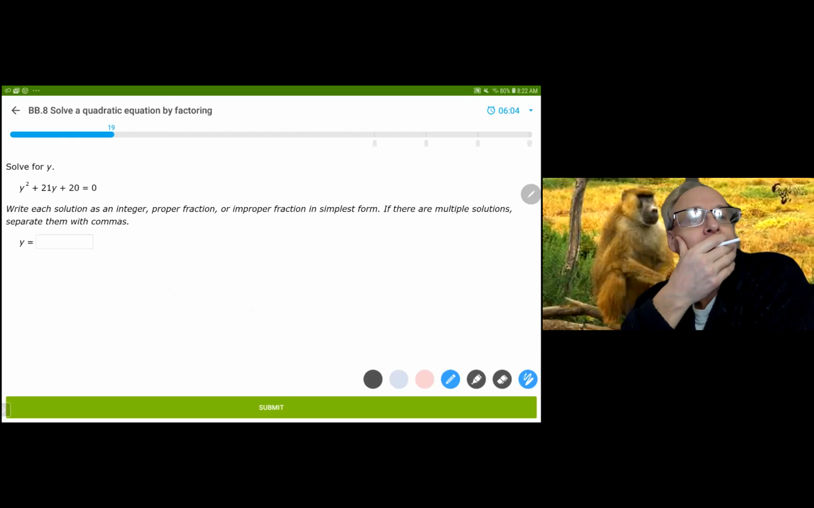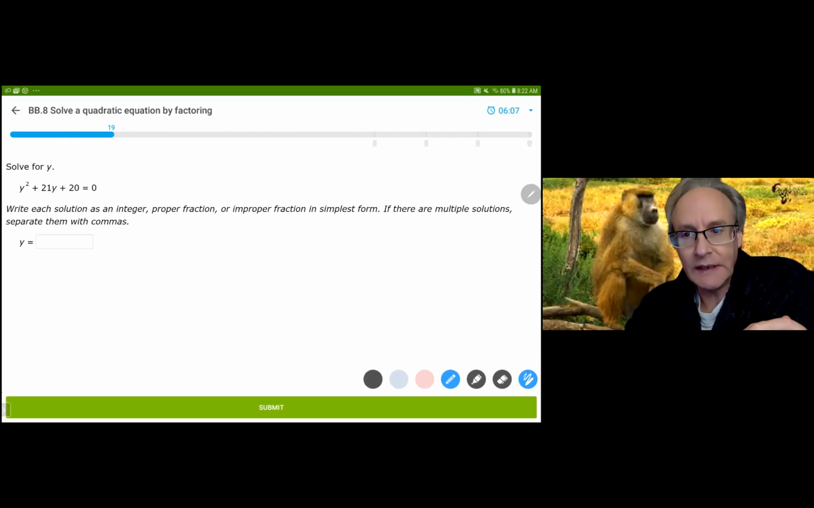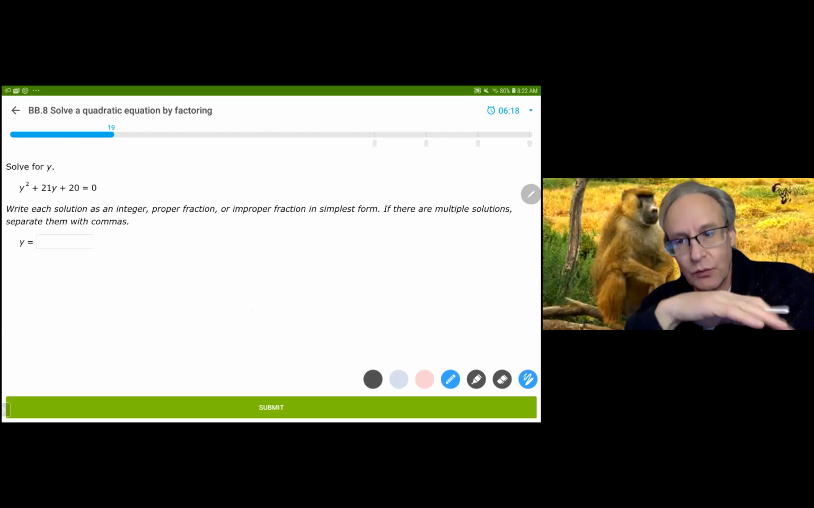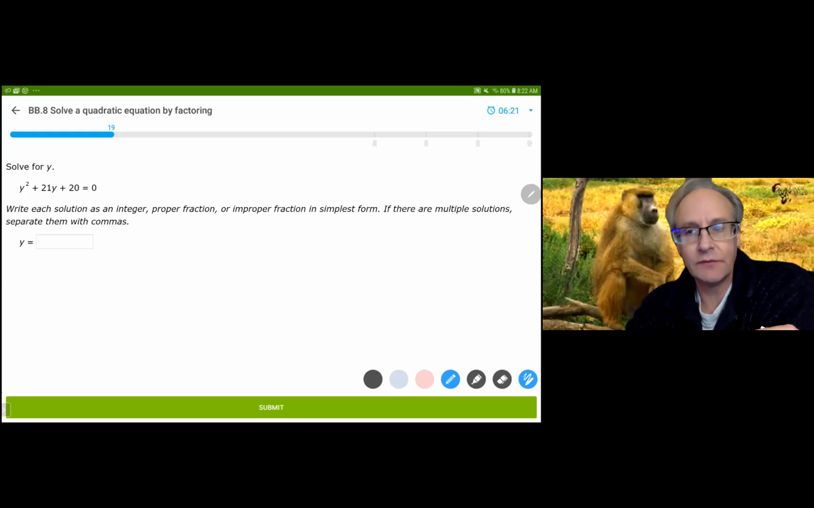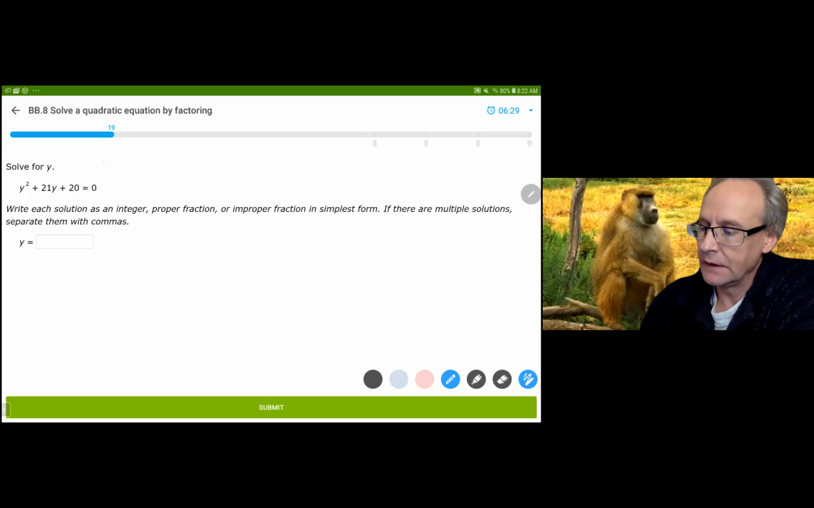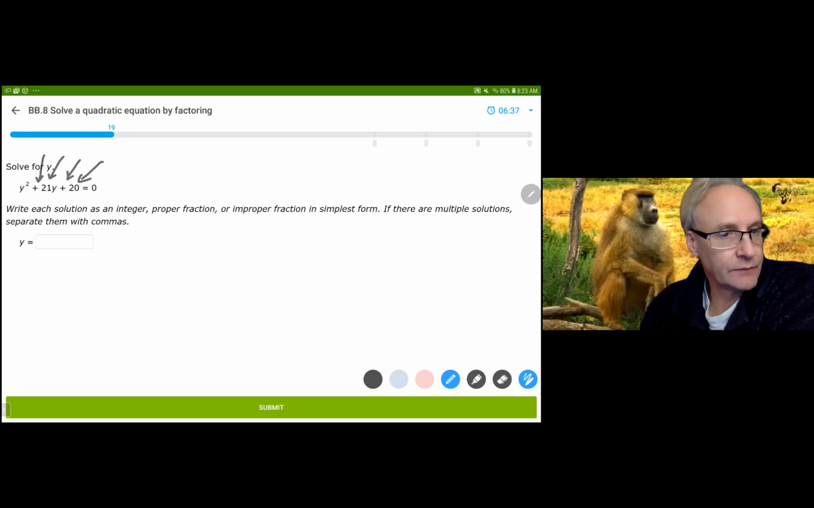Let's see here. Okay, notice I've got a 20 and a 21. There's a big clue there. When the middle number is very large compared to the last number, the chances are that you're going to multiply 1 times 20 instead of the 4 times 5 or the 2 times 10 and so on. And it does happen that 1 times 20 gives me 21. The question is, we have a product of 20 and a sum of 21. And the larger, of course, is positive. Of course, they're both positive. But hopefully you can see it. With a little practice, it's going to be a lot easier to see these.